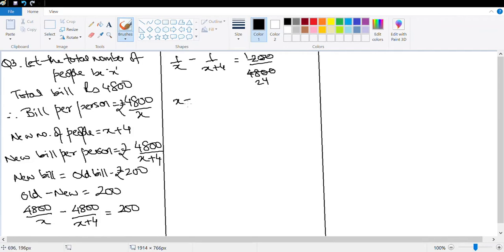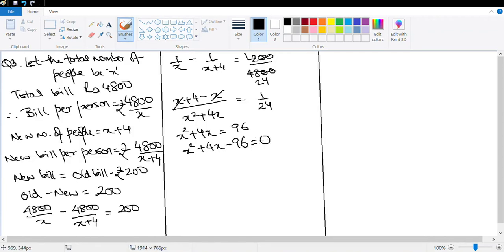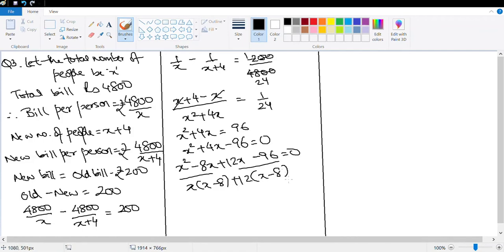Let's cross multiply now and take LCM. x plus 4 minus x upon x square plus 4x is equal to 1 upon 24. This gets cancelled. x square plus 4x into 1, that's x square plus 4x, is equal to 24 into 4, that's 96. Taking everything on one side, x square plus 4x minus 96 is equal to 0. I need to find factors of negative 96, the sum of which is 4. This one is simple, 12 and 8. So x square minus 8x plus 12x minus 96 is equal to 0. Group this together. x times x minus 8 plus 12 times x minus 8 is equal to 0.